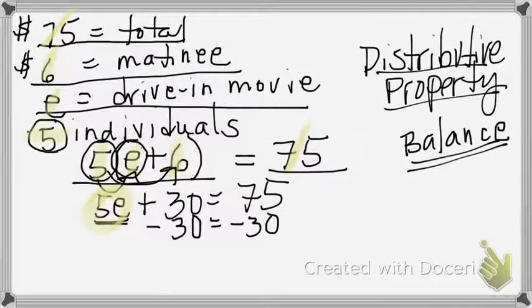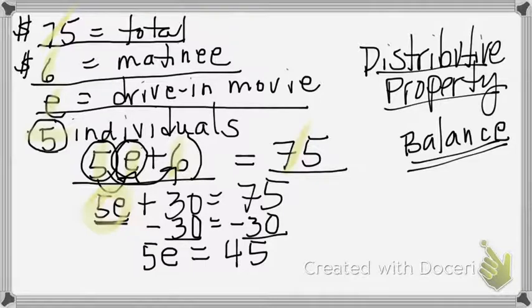Think of a balance that's balancing. So if I take off 30 here, I'm going to have to take off 30 on this side. If I do that, I end up with just 5e, because the 5e remains. I haven't done anything to that yet. It equals 45, because I've subtracted 75 take away 30. So what I'm left with right here is 5e equals 45.